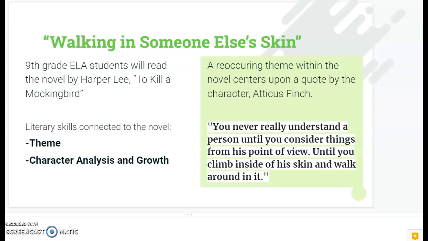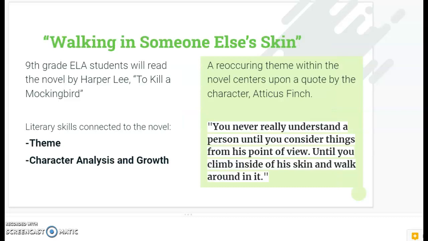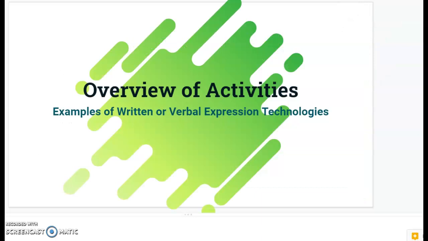Particularly, I like to use the quote from To Kill a Mockingbird by Atticus Finch: "You never really understand a person until you consider things from his point of view, until you could climb into his skin and walk around in it." So using that concept for theme, we would use our different learning and interest centers. So that way we can try and support the concepts of theme and character analysis in the novel To Kill a Mockingbird. So overview of activities.